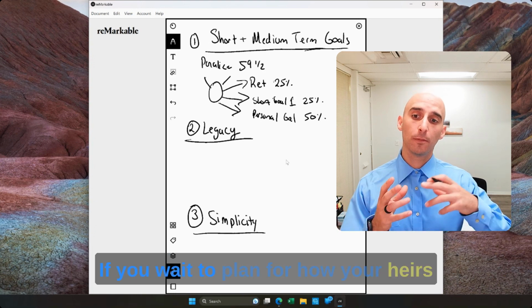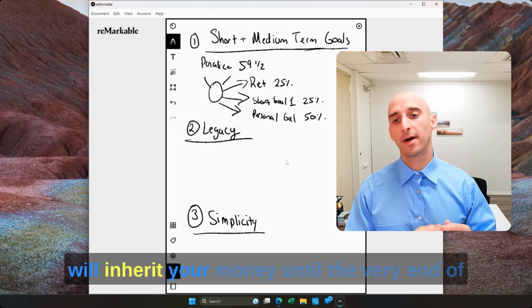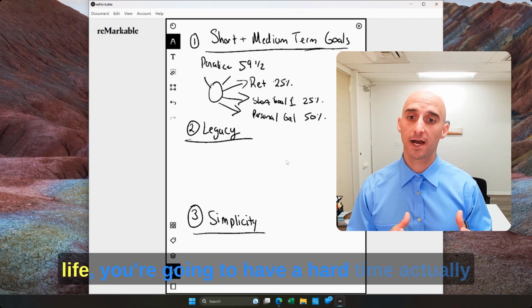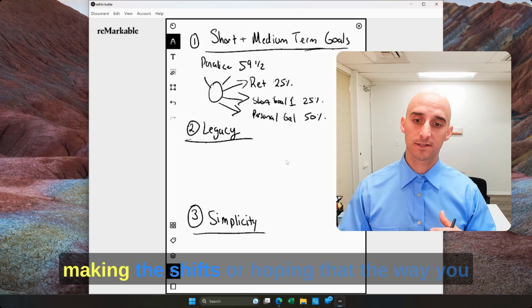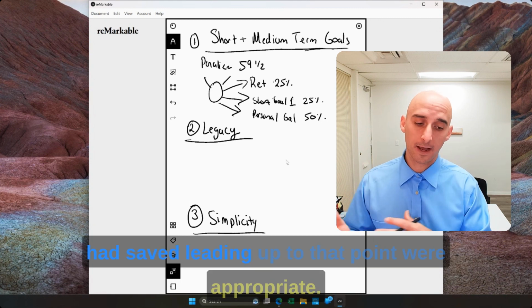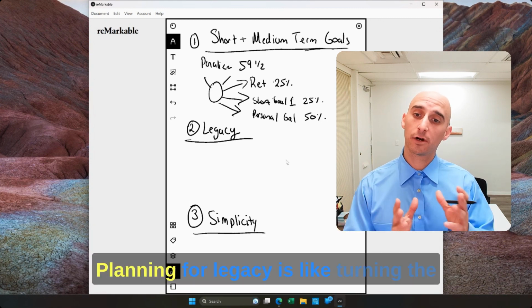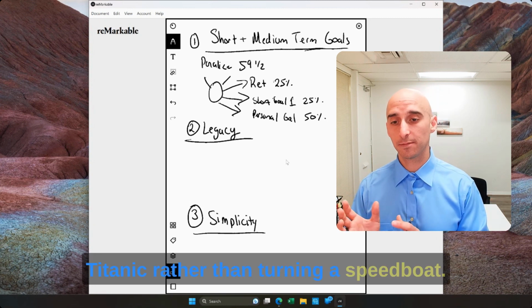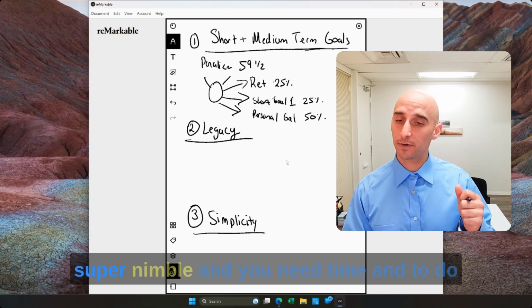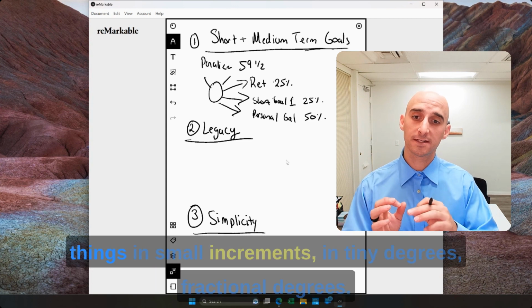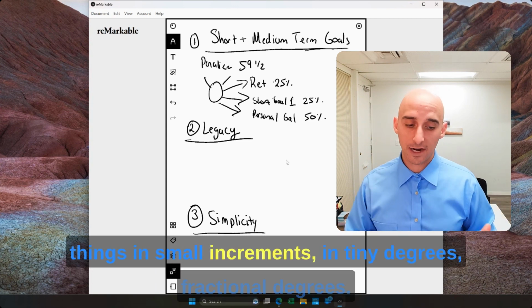If you wait to plan for how your heirs will inherit your money until the very end of life, you're going to have a hard time actually making the shifts, or hoping that the way you had saved leading up to that point was appropriate. Planning for legacy is like turning the Titanic rather than turning a speedboat. You need a lot of runway. It's not super nimble, and you need time and to do things in small increments, in tiny, fractional degrees.